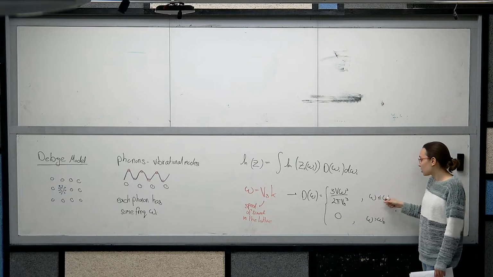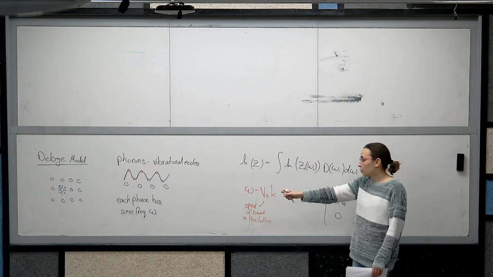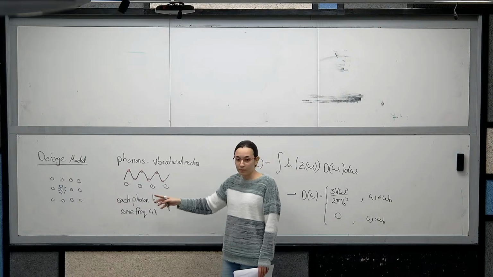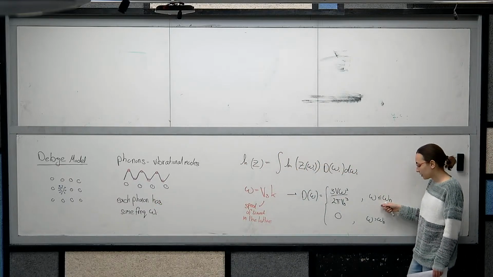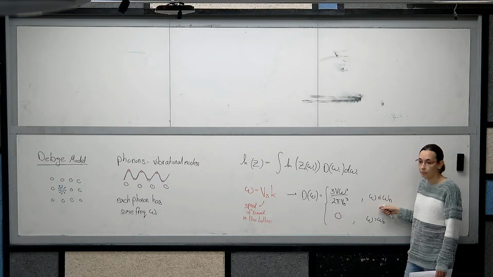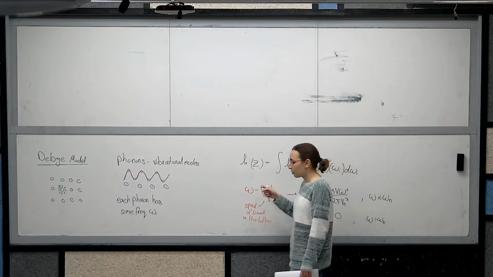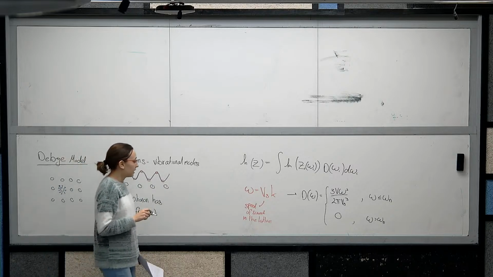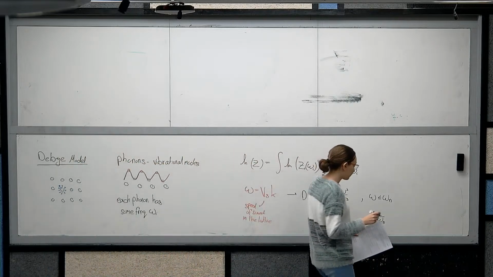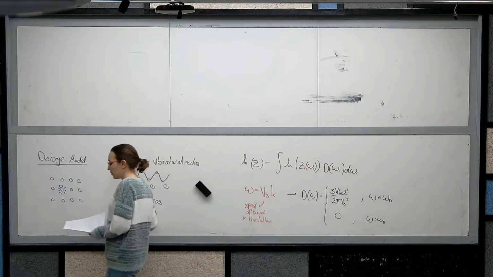This condition is not from the assumption of the Debye model, but is due to the structure of the lattice. This just has to be true for a lattice. So this is the only assumption we did so far, and this is the first thing in this density of states.